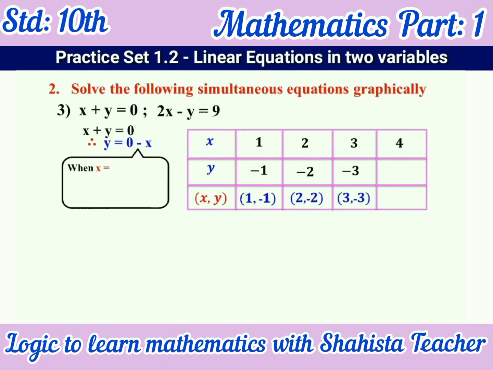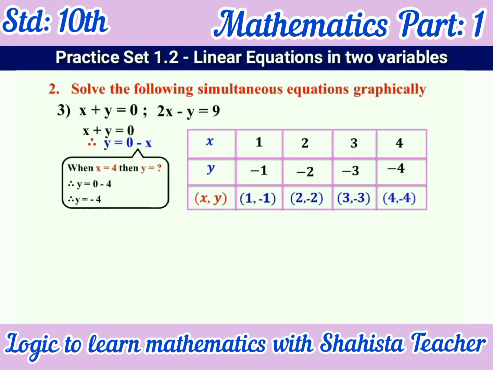Now the last one. If x is equal to 4, then y is equal to question mark. Same, y is equal to 0 minus, in the place of x we will put 4. So y is equal to 0 minus 4, which is minus 4. So x is 4 and y is minus 4. Is that clear? So simple. So 4 comma minus 4.